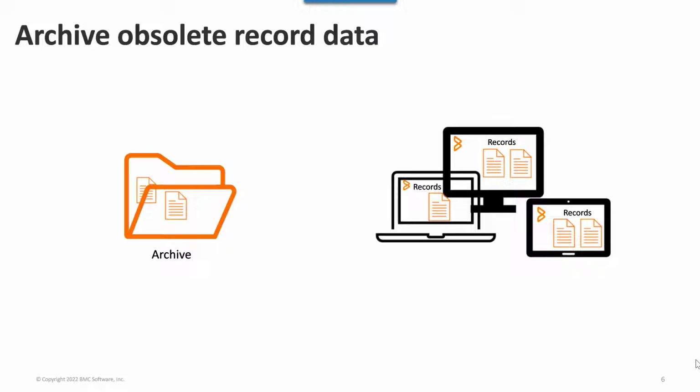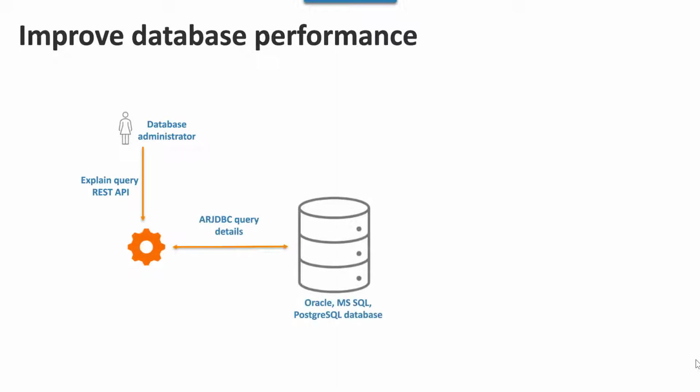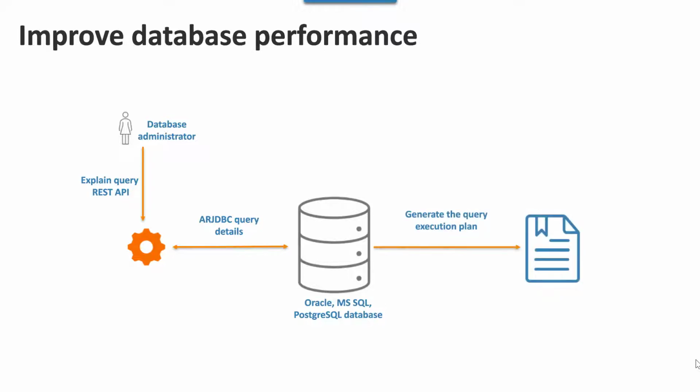Do you want to improve system performance for Microsoft SQL, Oracle, and PostgreSQL databases? Use the Explain Query REST API to obtain and analyze the query execution plan for databases. You can then use this query execution plan to analyze the database query and improve the system performance.